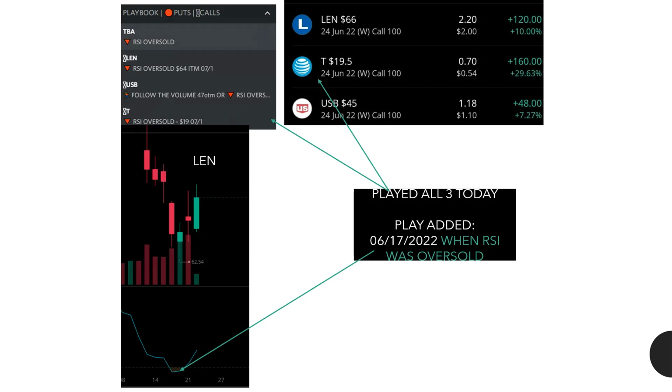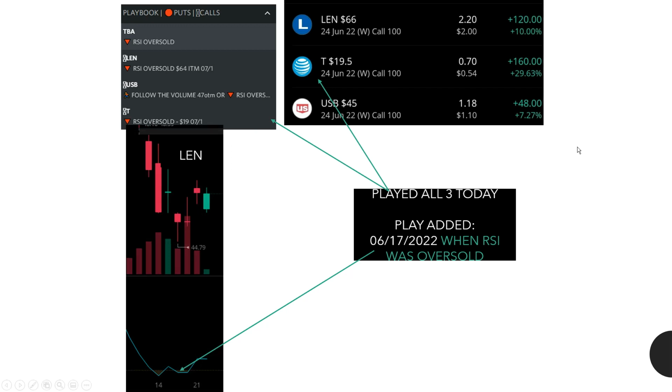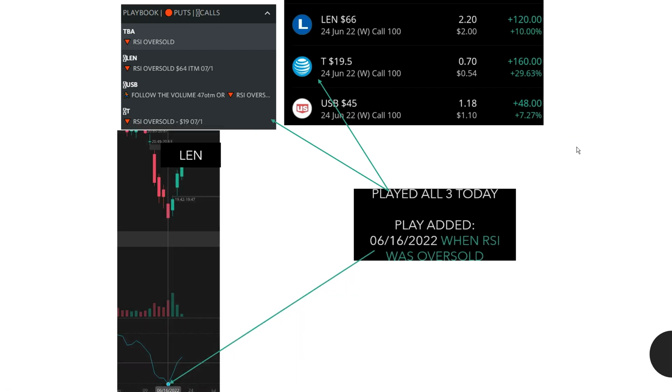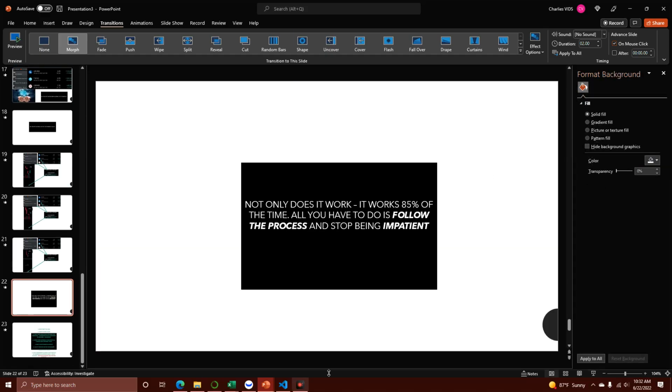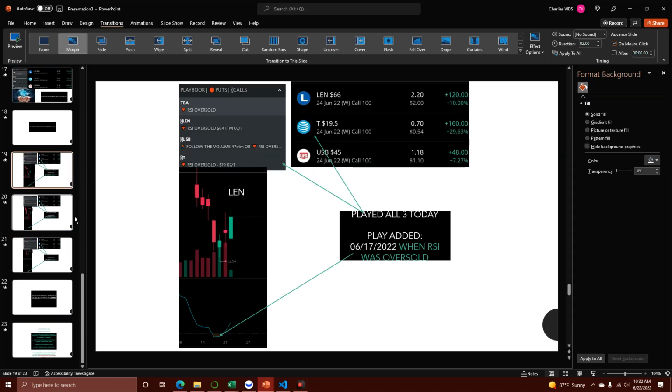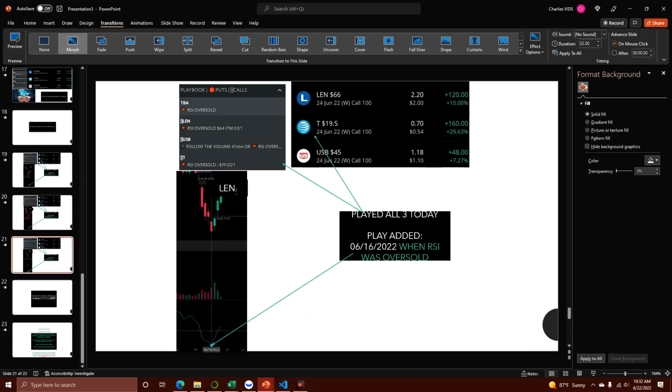Now let's add the charts. So I added Lin on 6/17. Why did I add it? One fucking reason. The RSI was oversold on the daily, so I put it in the call books. Next, we have... Oh, I didn't change the name. This one it was the same chart, actually. I didn't change the name on any of them. Son of a bitch. My bad. Lin, this one was USB, I believe. And this one is T.